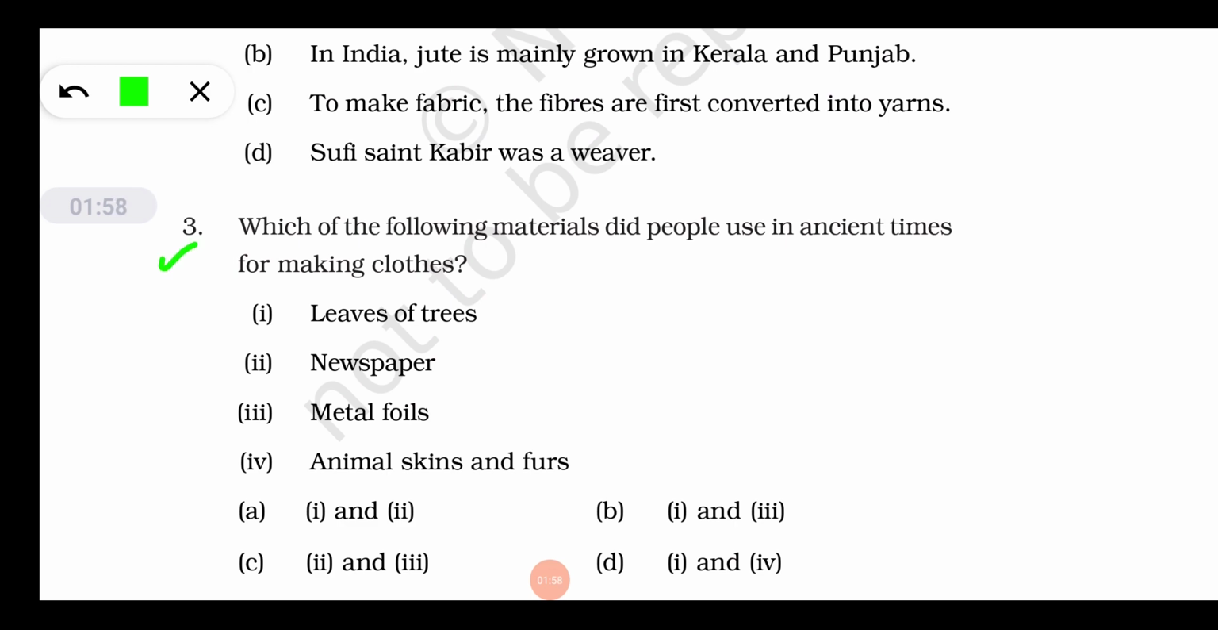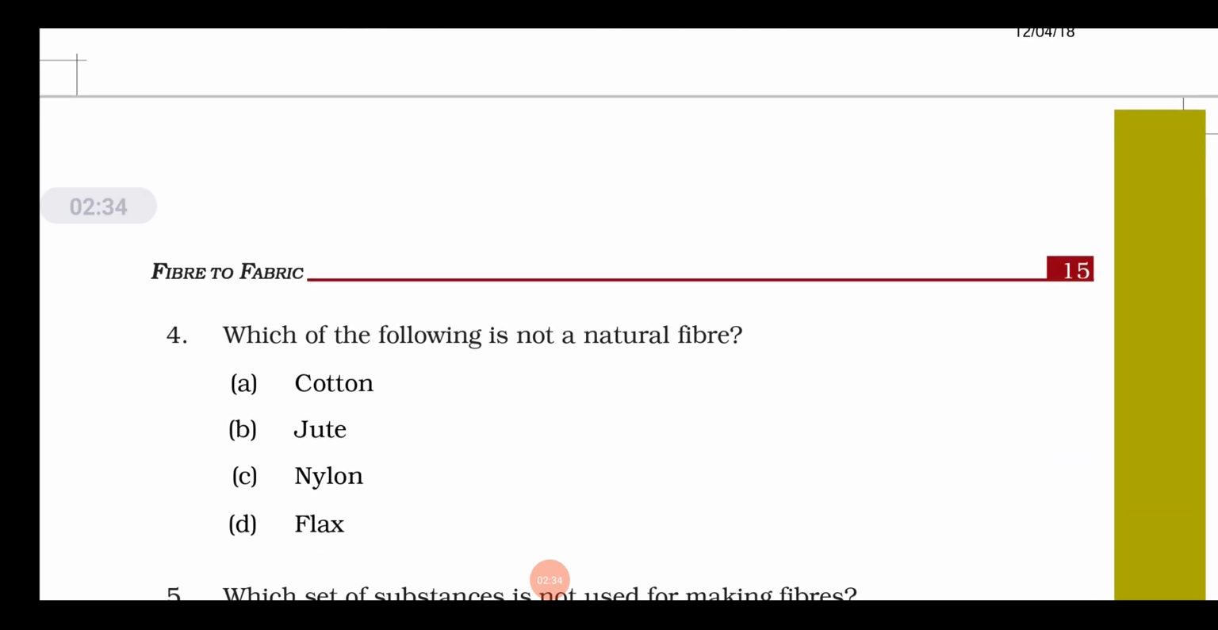Question number 3. Which of the following materials did people use in ancient times for making clothes? Leaves of trees. Yes, newspapers? That time newspapers were not available. Metal foils were not available. Animal skins and fur. So both these options are correct. So option number D should be the correct one. Okay, so now let us move to question number 4.